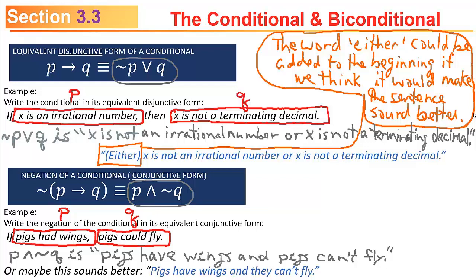You could change it even to something like this: pigs have wings and they can't fly. The exact wording is not important. It's the structure that's important and the meaning behind what you said.